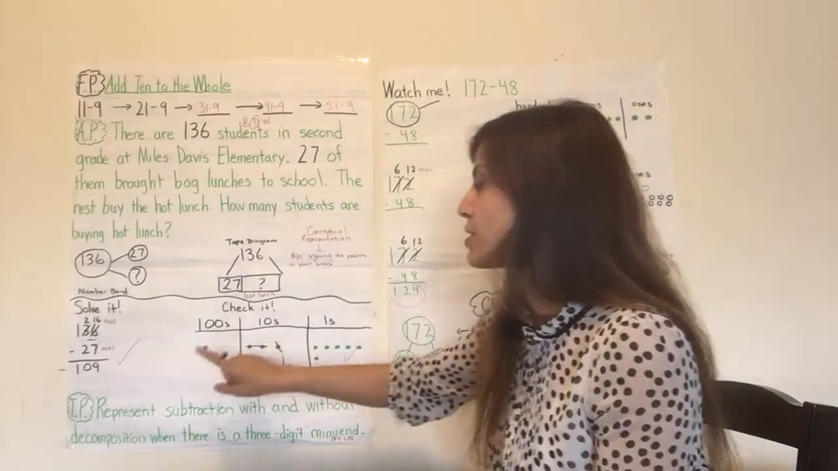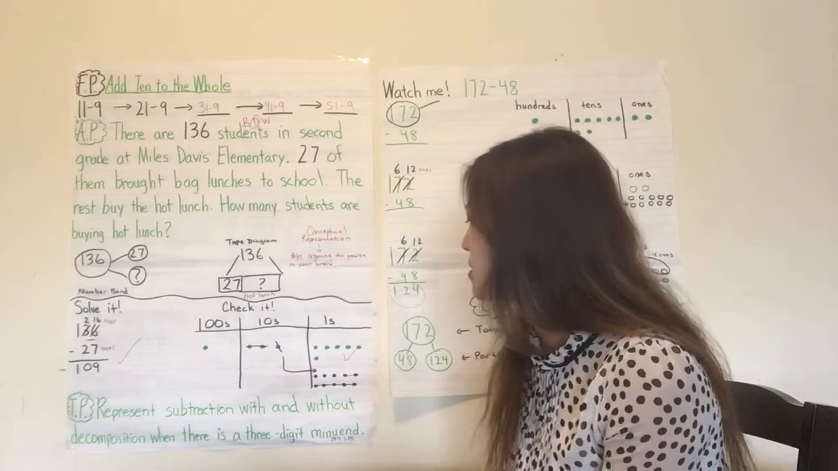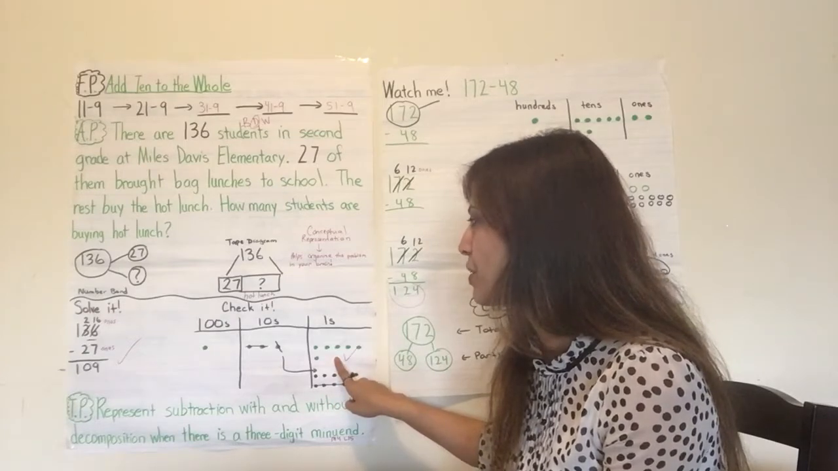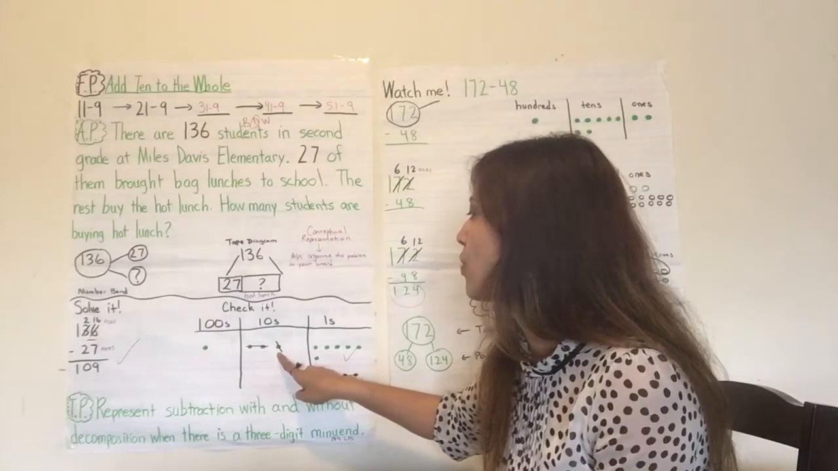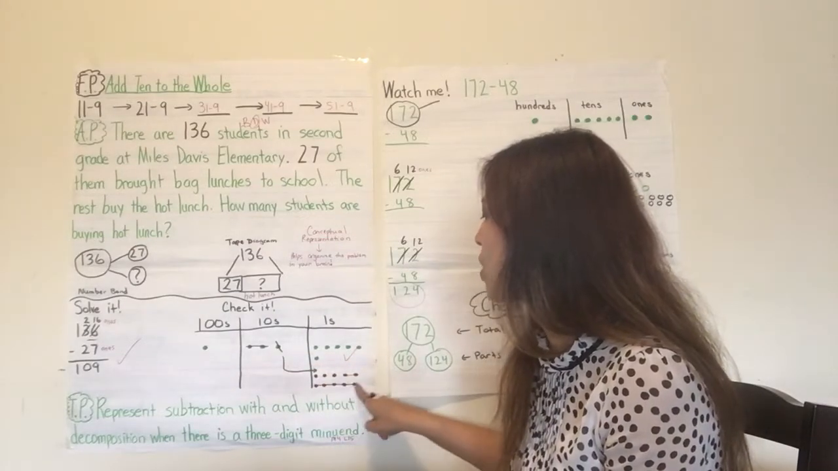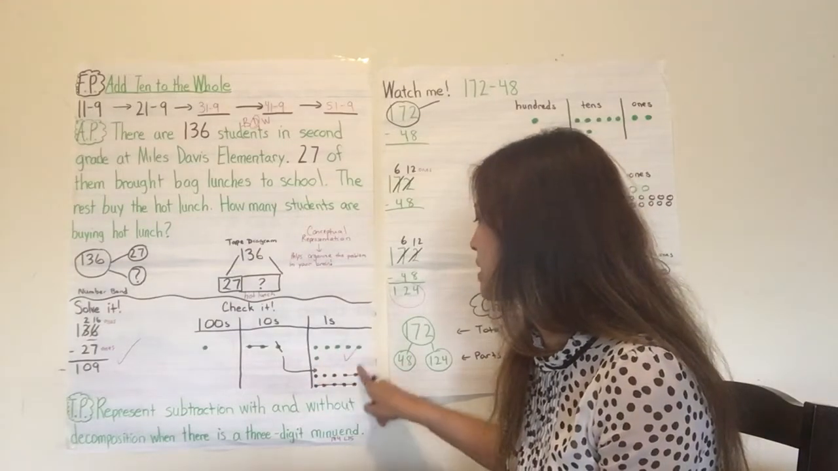I represent firstly 136. Okay, 6 ones minus 7 ones. That's not going to work. I'm going to unbundle. So I'm unbundling that 110. This turns into 10 ones, right? So now I have 16 ones all together here.